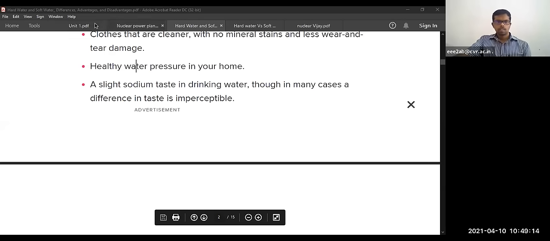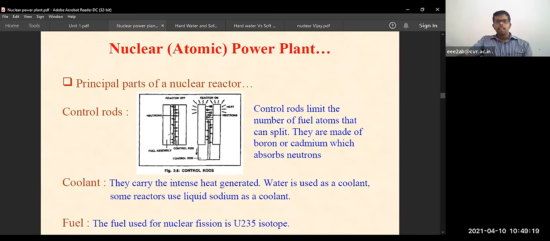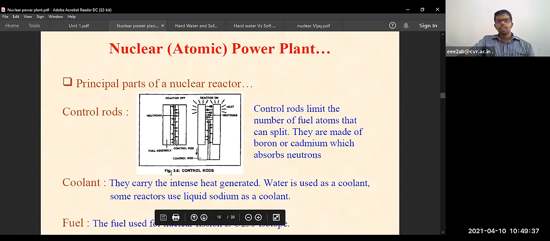Let's come to the next part. Like the moderator we have seen, the next part is control rods. Control rods are used to limit the number of fuel atoms that can split. These are made mainly of boron or cadmium, but generally cadmium is used, which absorbs neutrons. Next is coolant.